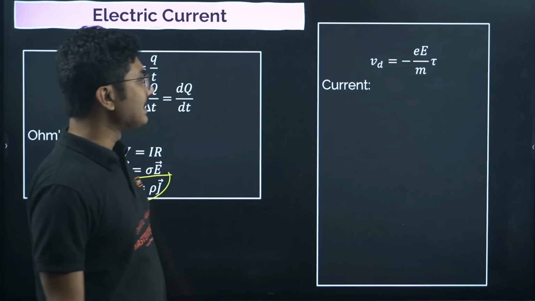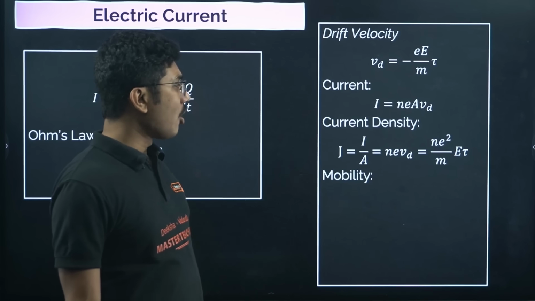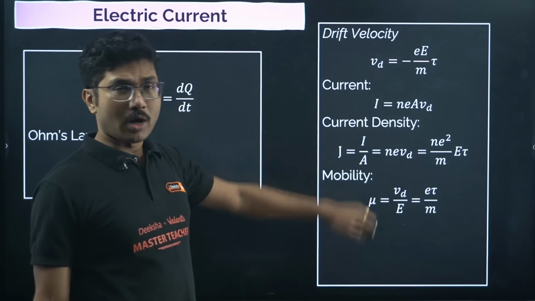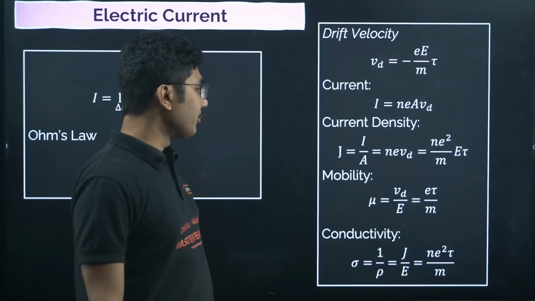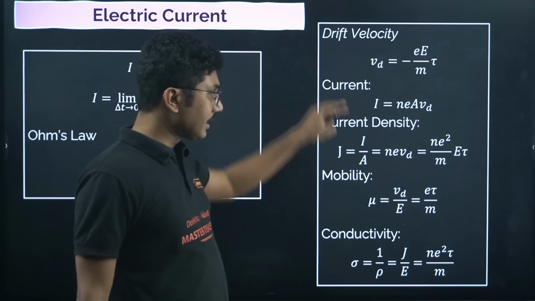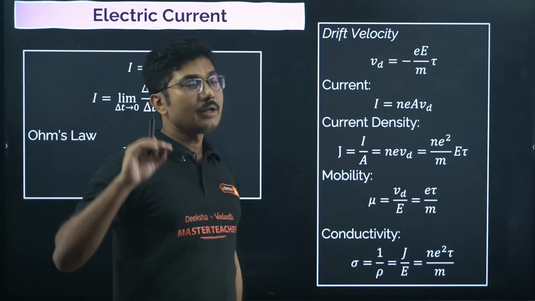Next are current, drift velocity, current density, mobility, and all the important formulas, given here under one page, so you don't need to find everything and write it down. Everything is mentioned one by one, so you can go through this and remember it.